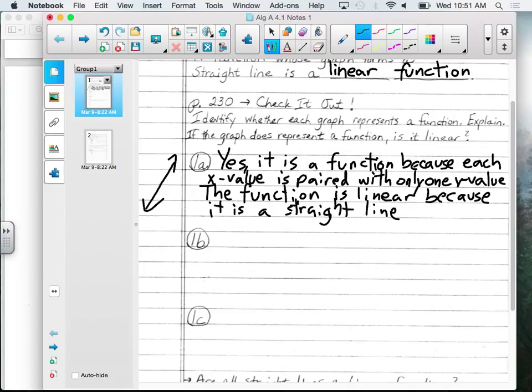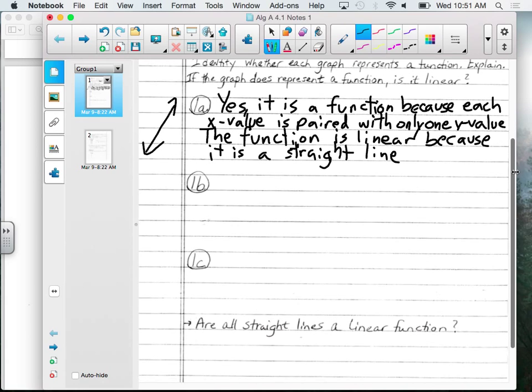Alright, so we did 1A. So someone tell me 1B. Abby, can you tell me what 1B is? Is it a function? No? Okay, so for 1B, no, you're doing good. So what was the first thing you said? They all have the same y value. Right, they all have the same y value.